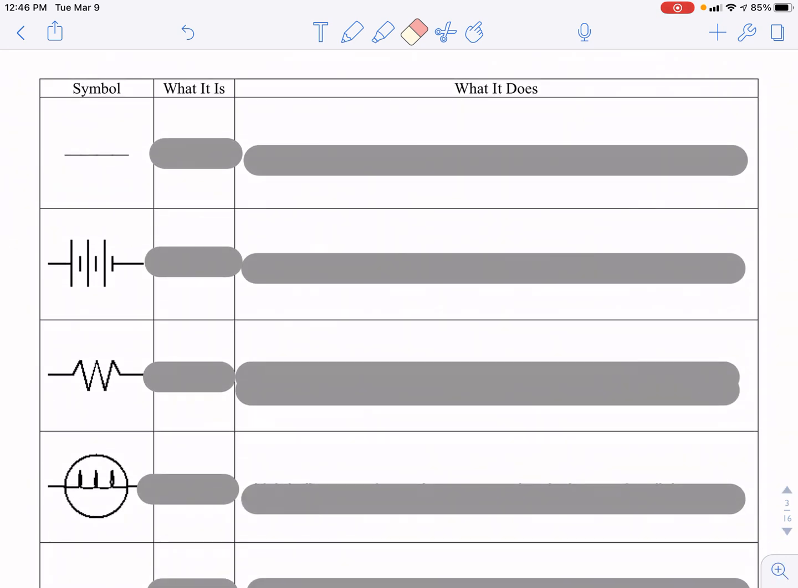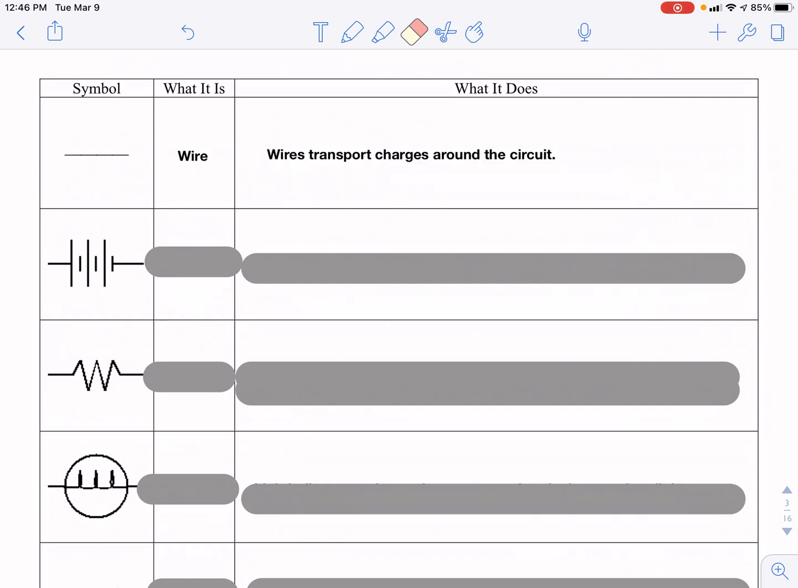Well, in this chart, the symbol that represents a straight line would be a wire. And wires simply transport charges around the circuit. They are conductors.